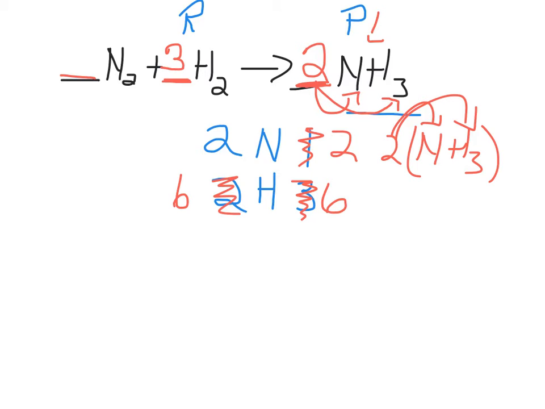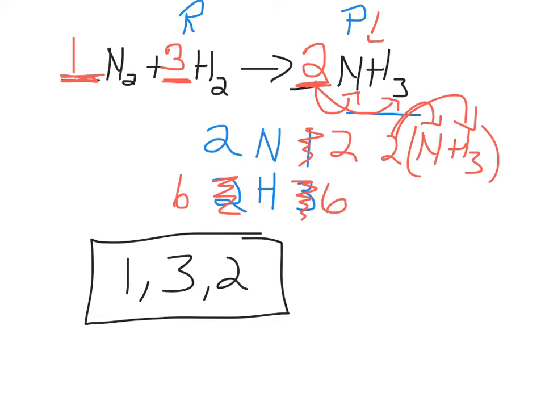Okay? Now, did we have to do anything to this one? No. So anytime you don't need to do something, that coefficient is going to be a 1. So my actual coefficients are 1, 3, and 2. Now, once you get your coefficients, you need to look at all of them. Can I reduce them? Can I reduce all of them by the same number? No. So this is my correct coefficients.